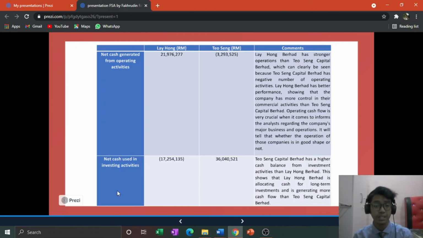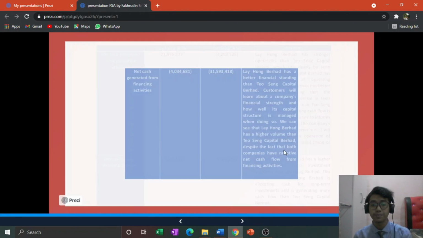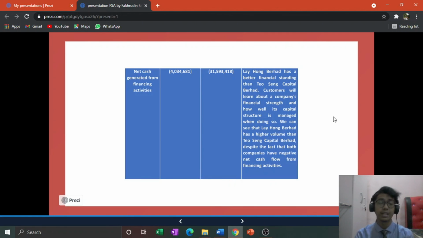Next one is investing activities. For Leh Berhad, it has a negative 17254,135 ringgit, and for Teo Seng it has 36040,521 ringgit. Teo Seng Capital Berhad has a higher cash balance from investment activities than Leh Berhad. This shows that Leh Berhad is allocating cash for long-term investment and is generating more cash flow than Teo Seng Capital Berhad.